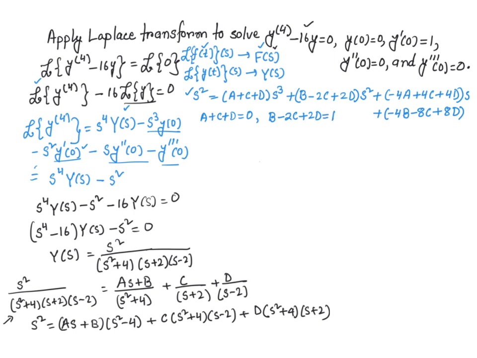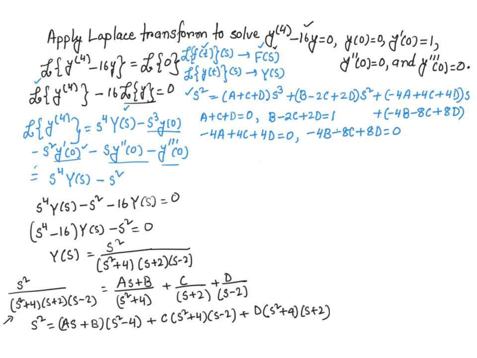And then the coefficient of s on the right is negative 4a plus 4c plus 4d, and on the left it is 0, right? And finally the constant on the left is 0 and the constant on the right is negative 4b minus 8c plus 8d, all of this equal to 0.